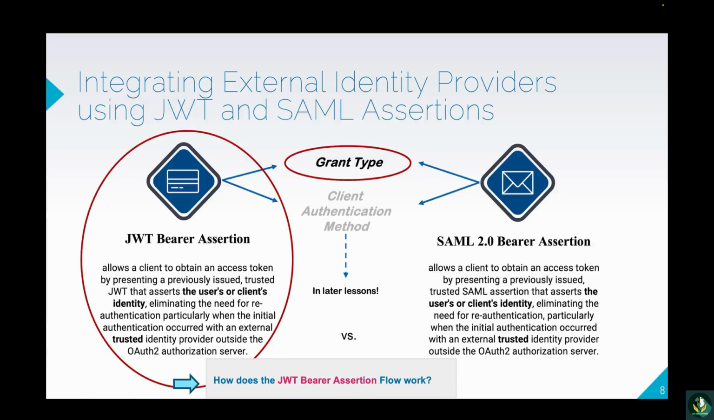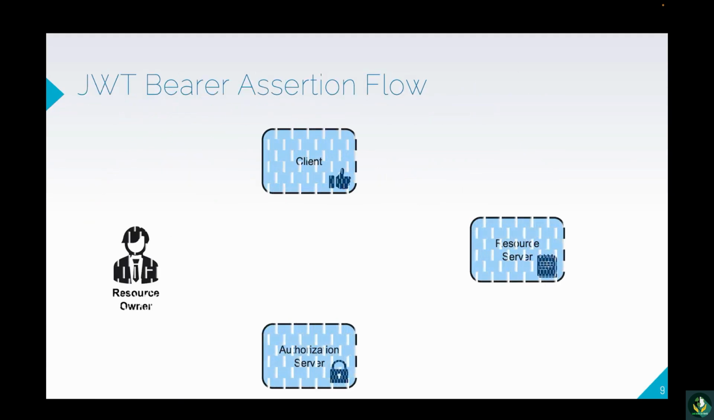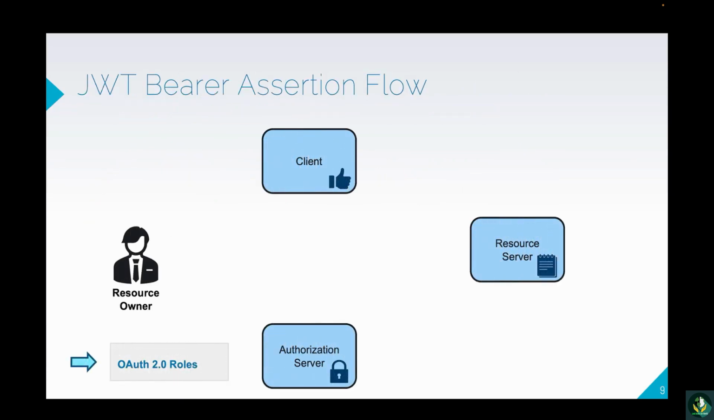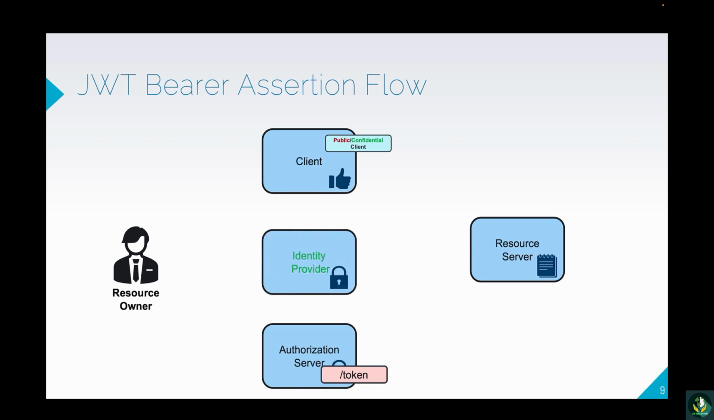Now let's dive into the JWT bearer assertion flow. As always, we start with the OAuth 2 rules. In this scenario, the client can be either a public or confidential client. This flow utilizes the OAuth 2 token endpoint. A new component to consider in this flow is the external trusted identity provider, which the authorization server relies on. This is why establishing a trust relationship between the identity provider and the authorization server is essential.